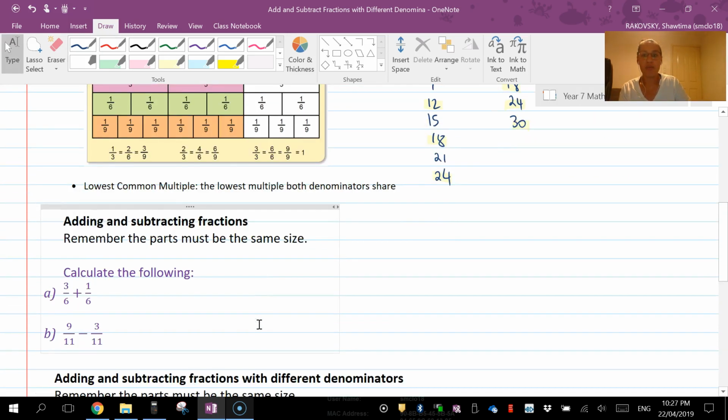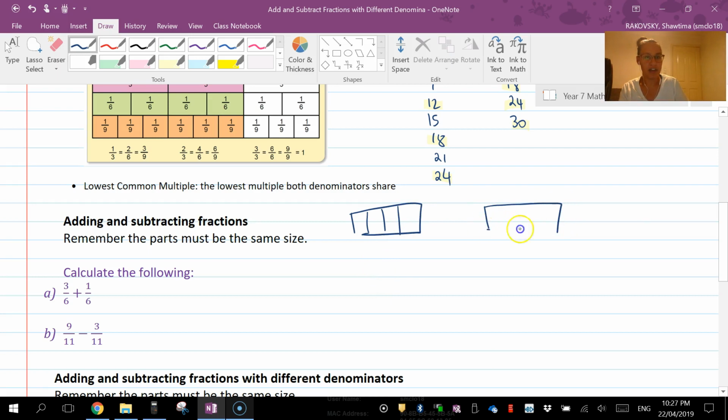Okay, so when we add and subtract fractions, we need to remember that the parts must be the same size. It's the same as me saying I have a chocolate bar cut into quarters, and you have a chocolate bar cut into sixths. If you ate 2 pieces and I ate 1, it's not going to be 1/4 plus 2/6, and it's not going to be 3/10, is it? So there's a way to do this mathematically.